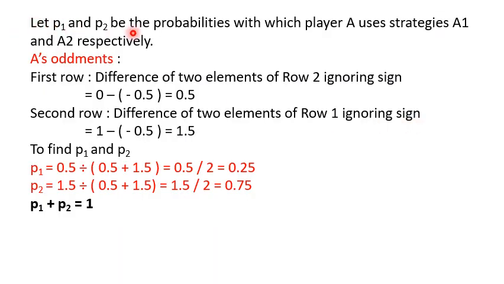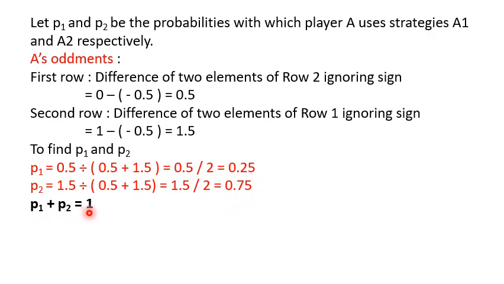Let P1 and P2 be the probabilities with which player A uses strategies A1 and A2 respectively. So A's oddments here are 0.5 and 1.5. P1 will be 0.5 divided by 0.5 plus 1.5, that is 0.5 by 2, that is 0.25. Similarly, P2 will be 1.5 divided by 2, that is 0.75.